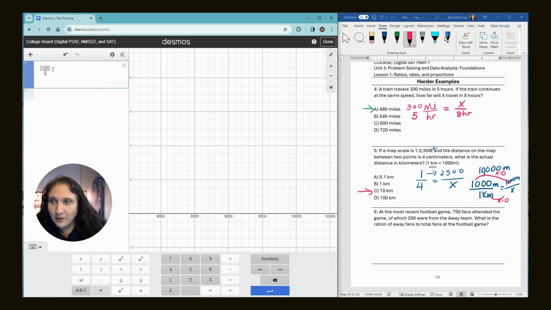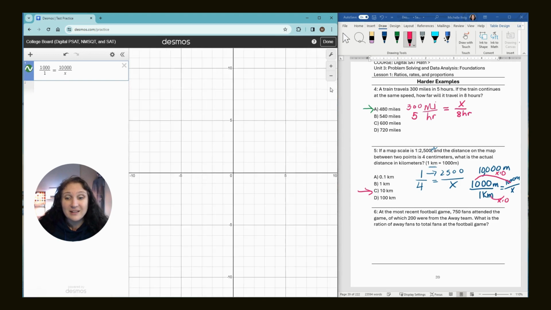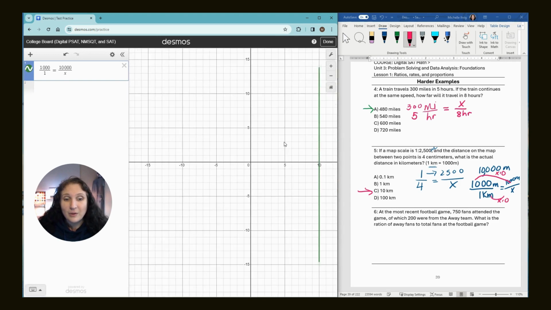1,000 divided by 1 equals 10,000 divided by X. And you're like, I can't see it. Yeah, we got to go smaller. We'll go to the home button and back up, and there is our 10.